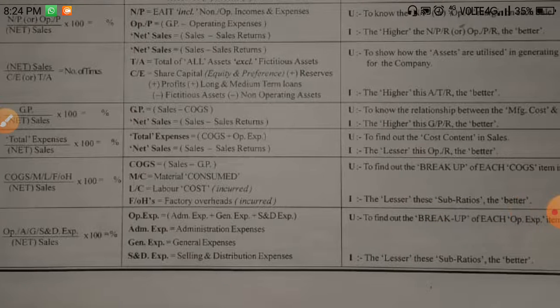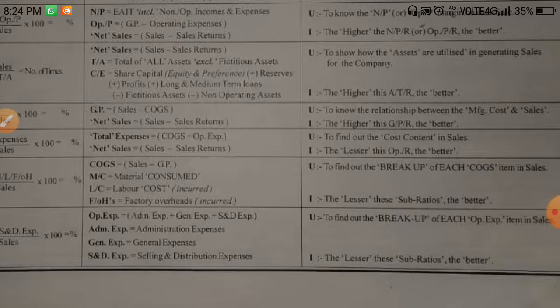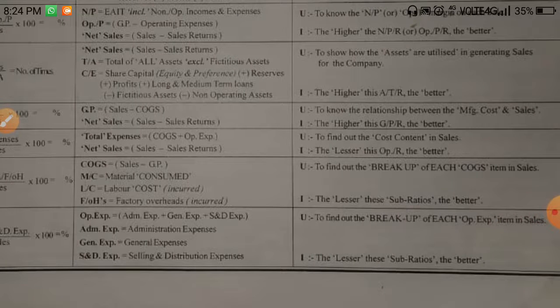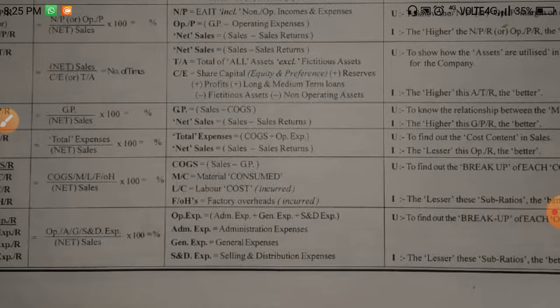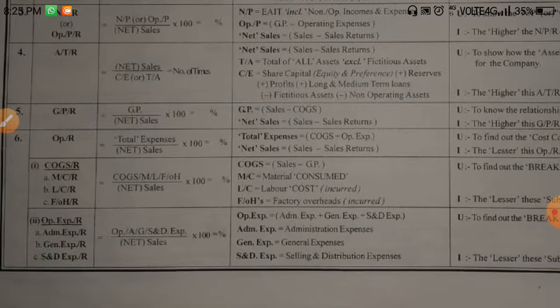It is used to find out the breakup of each cost of goods sold item in the sales. The lesser these sub ratios are, the better, because we are considering cost, so cost ratio should be less in the total sales. Next, operating expenses.